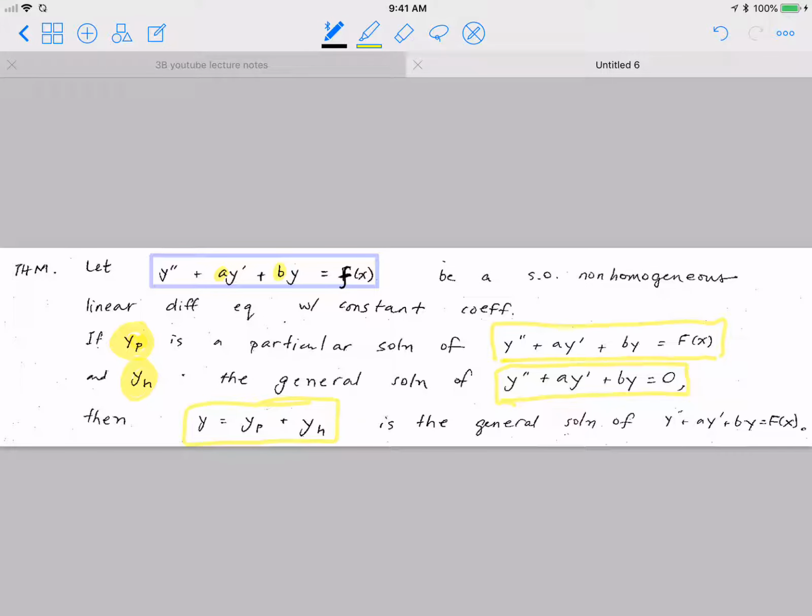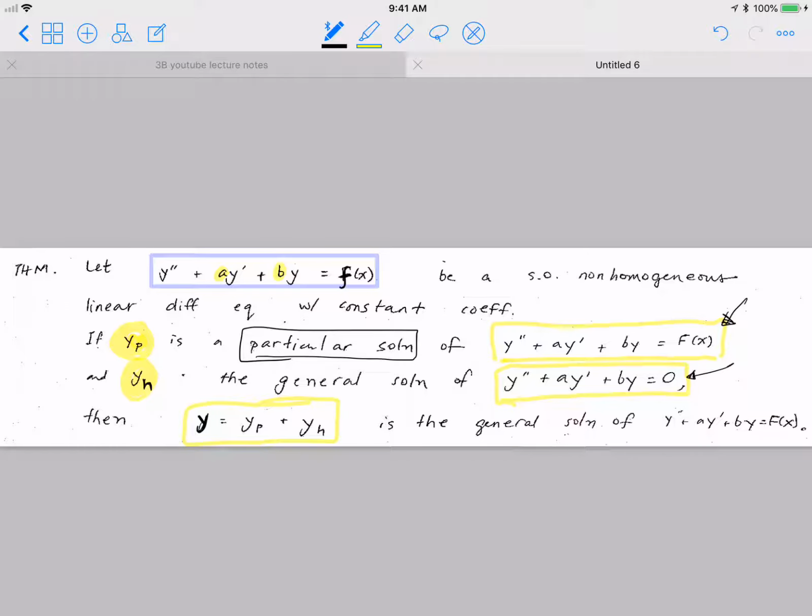So let me write that down. So yp stands for the particular solution. It's already written here. So that means yp is any specific solution of this differential equation. yh is the general solution of the homogeneous version of our differential equation. Then to get the general solution of our non-homogeneous version, we just need to add together yp plus yh. Okay. So notice that yh is going to have constants, c1 and c2, two constants, right? Yp, on the other hand, we're not sure what it'll be.